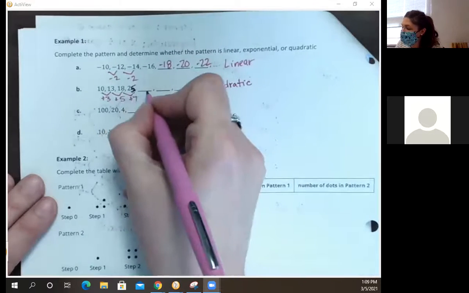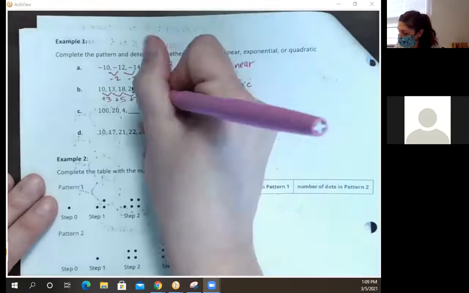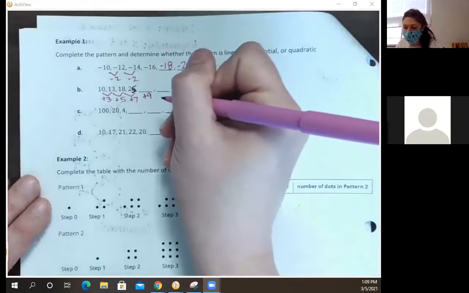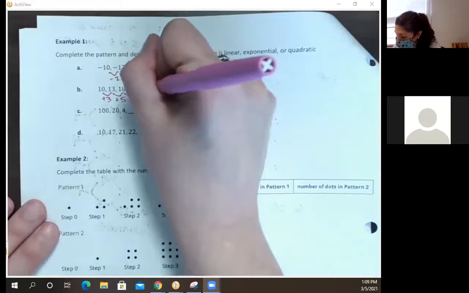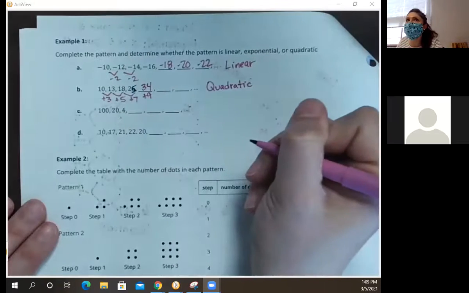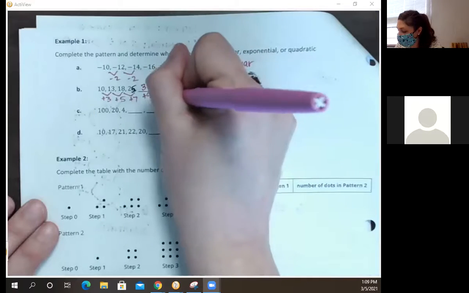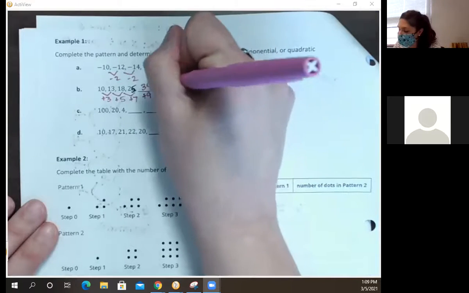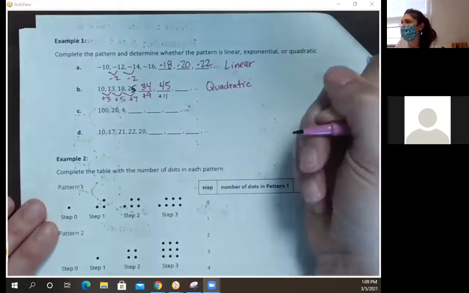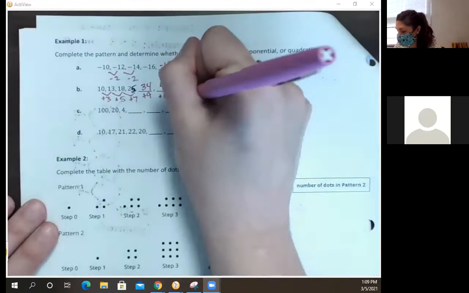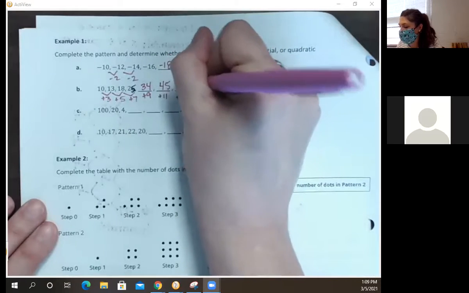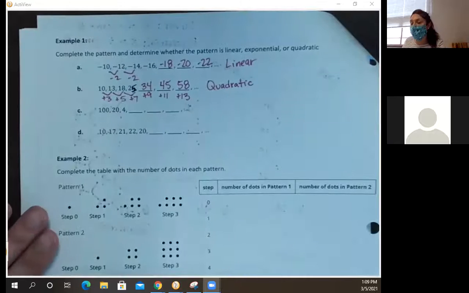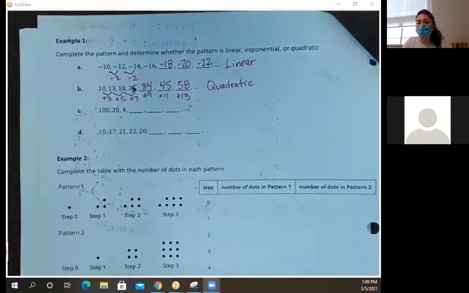What do I want to add to get the next term? I want to add 9. So 25 plus 9 will give us 34. What will I add next? Add 11. That gives us 45. And then I'm going to add 13. And that gives us 58. I want you now to try C and D.